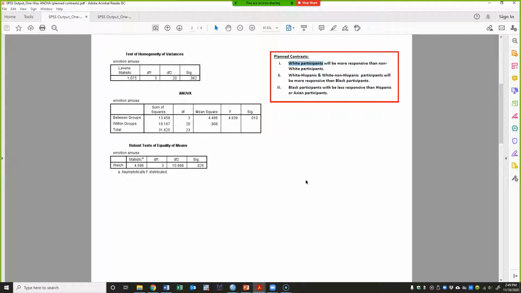Okay, so that's my first hypothesis. Second hypothesis, or second contrast, I'm saying that my white non-Hispanic and my white Hispanic participants are going to be more responsive to this manipulation than my black participants. And then last, my black participants are going to be less responsive than my Hispanic and Asian participants in response to this. Okay, so what we've got is 3 contrasts.